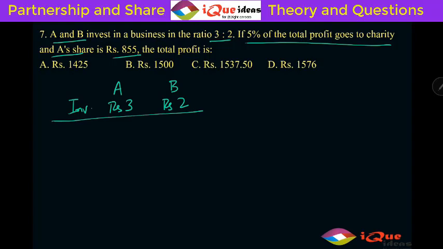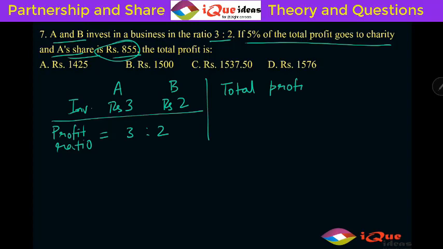Now, whenever time is the same, the profit ratio is straight away equal to the investment ratio. So it is 3 is to 2, right? Now, the second part is A's share is already given, 855. First, let's do one thing. Let's assume that the total profit is equal to X rupees, right?